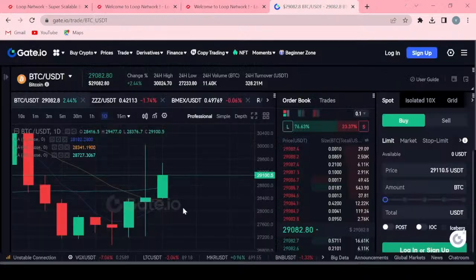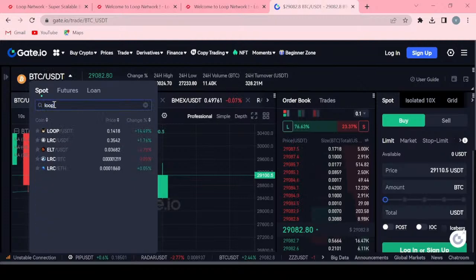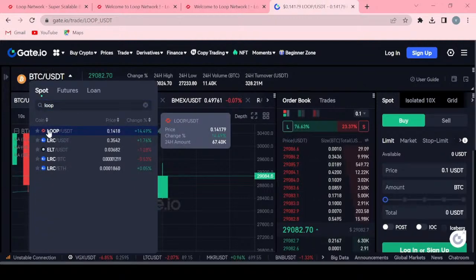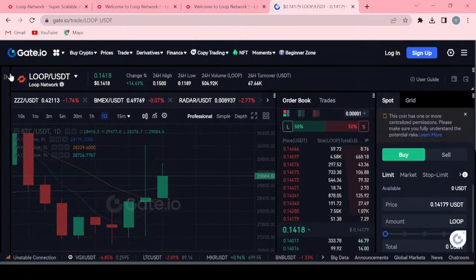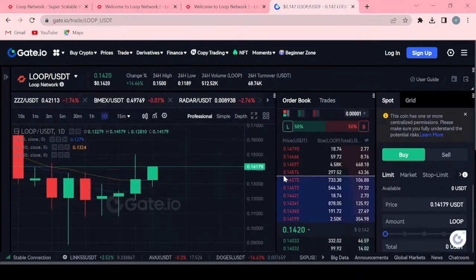Okay, so the token name is Loop. Here you can find the token with this logo. You can easily find the token name. So now the price of the token is 0.1420.